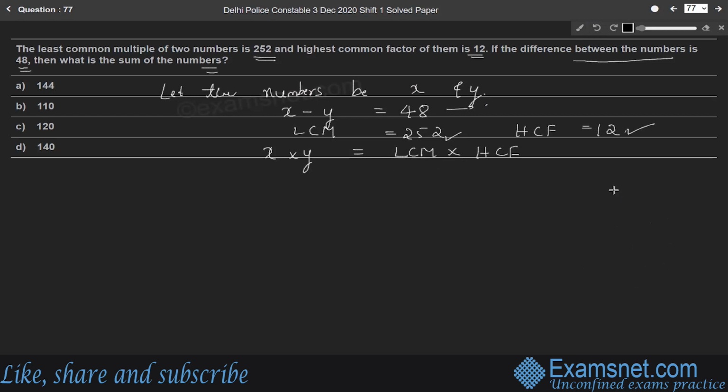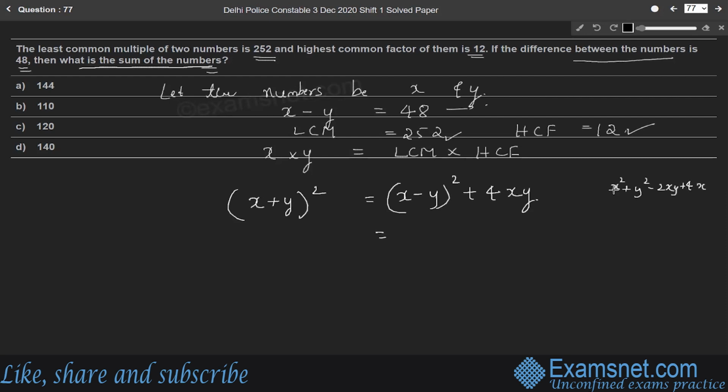So x into y is LCM into HCF. Now, what is asked in the question? What is the sum of the numbers? So sum is x plus y. Let us take x plus y whole square. So it is x minus y whole square plus 4xy, right? Which is x square plus y square minus 2xy plus 4xy gives x plus y whole square.